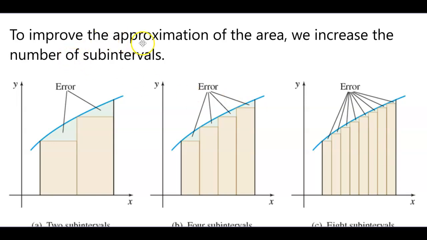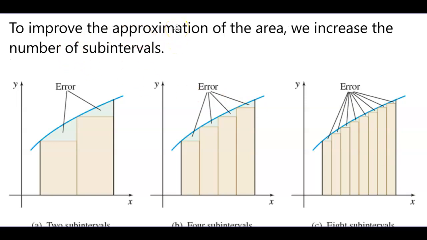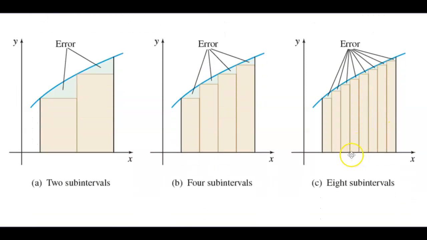So, just really quick, we talked about overestimation and underestimation. We can improve the approximation. So here, if I wanted to find the area under the curve and I had two rectangles, you can see we have an underestimation. Well, if I created more intervals, which means more rectangles, that error gets smaller and smaller and smaller. So by taking 8 intervals, I would be more precise than if I did 2 or 4.